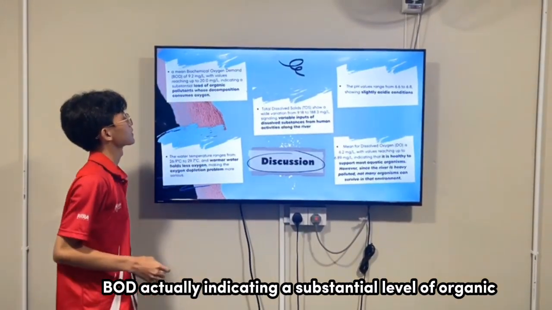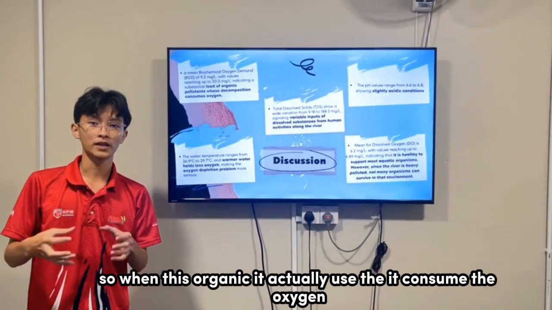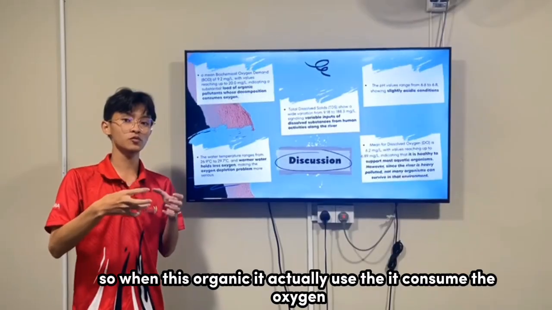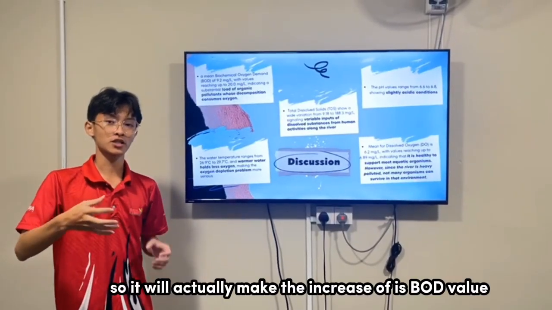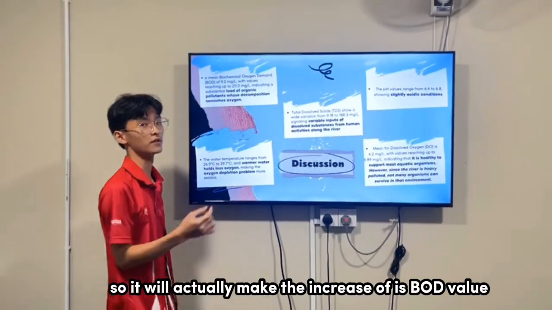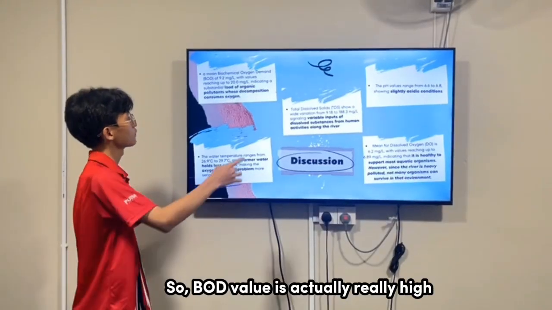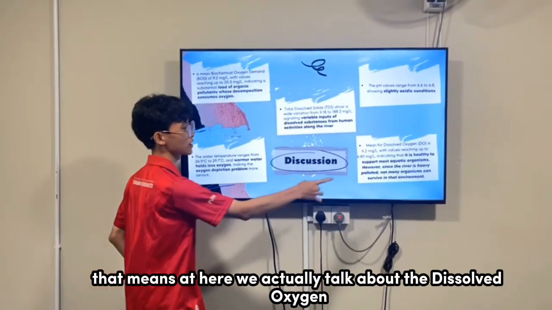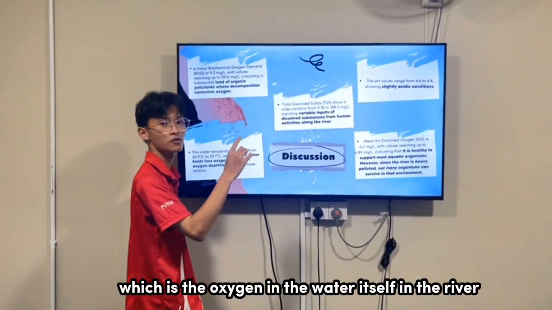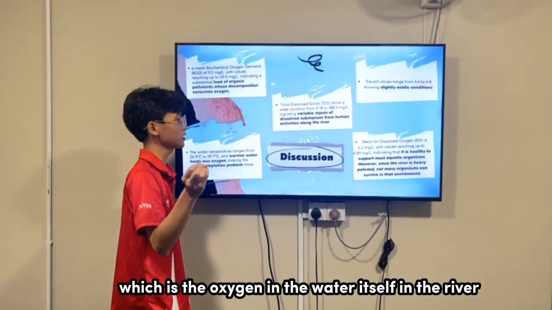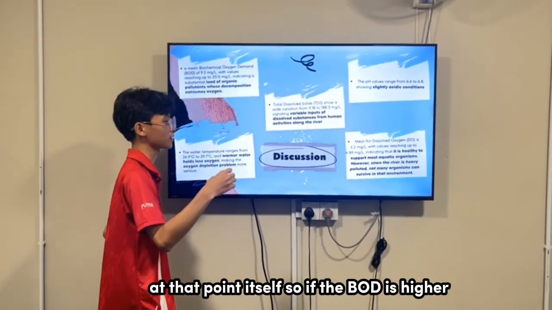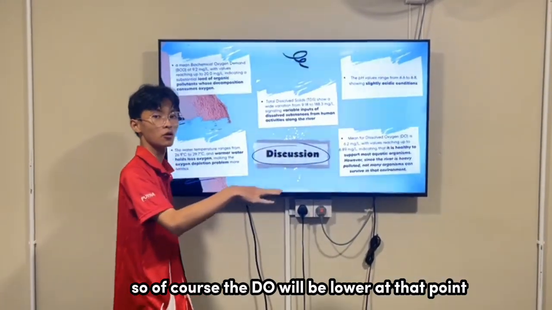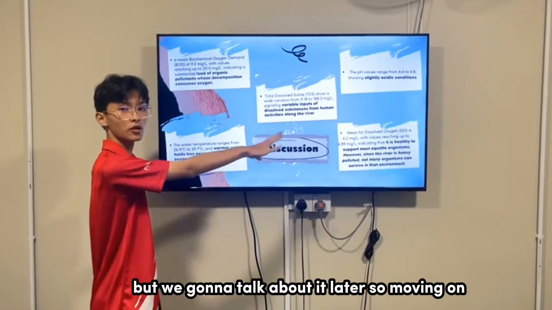BOD indicates a substantial load of organic matter. When this organic matter consumes the oxygen, it increases the BOD value. When the BOD value is really high, that relates to the dissolved oxygen, which is the oxygen in the water itself, in the river at that point. If the BOD is higher, of course the DO will be low at that point. But we're going to talk about it later.